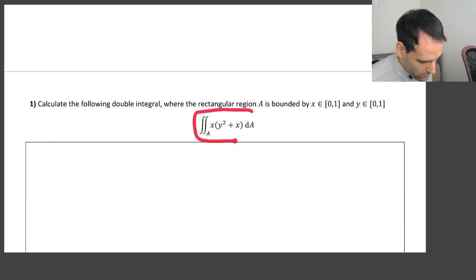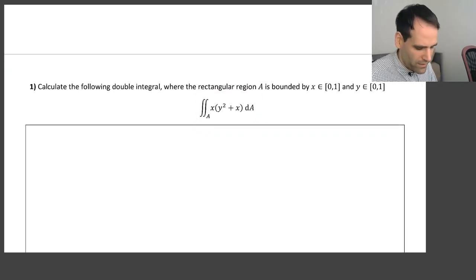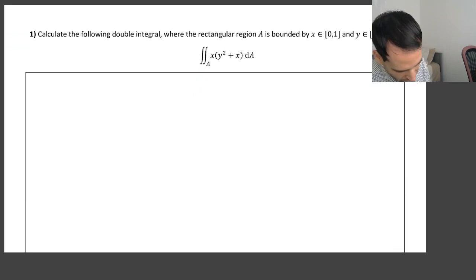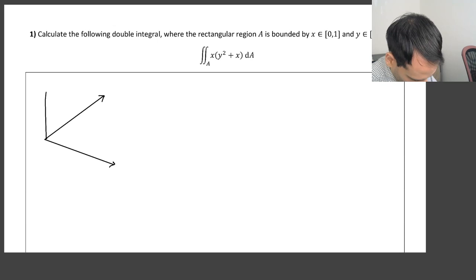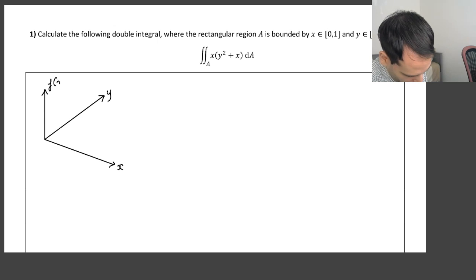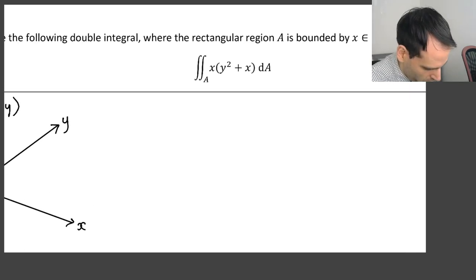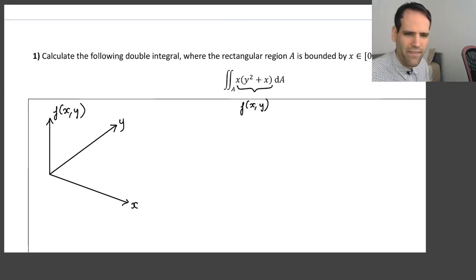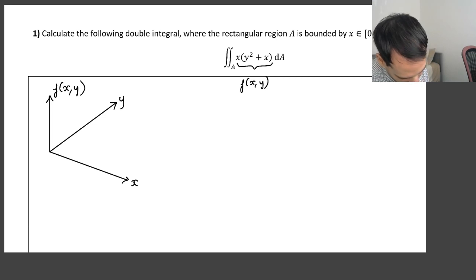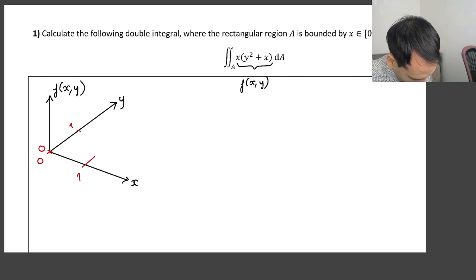So we are being asked to calculate this double integration. So first remember, what does this double integration mean? So we have our x and y planes. So this is x, this is y, and this is our function of x and y, right? So this is our function of x and y that we are integrating. This is the integrand. So we are integrating between x goes from 0 to 1, and y goes from 0 to 1. So we are integrating in this area here. This is the area of integration.